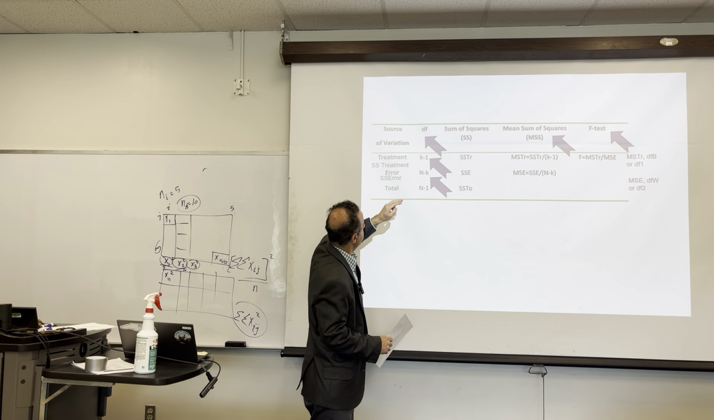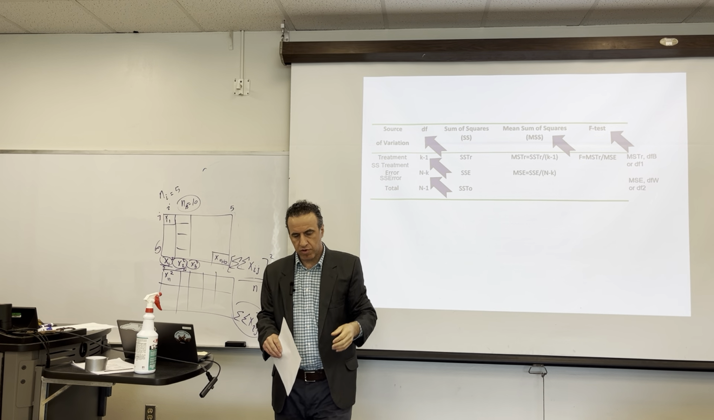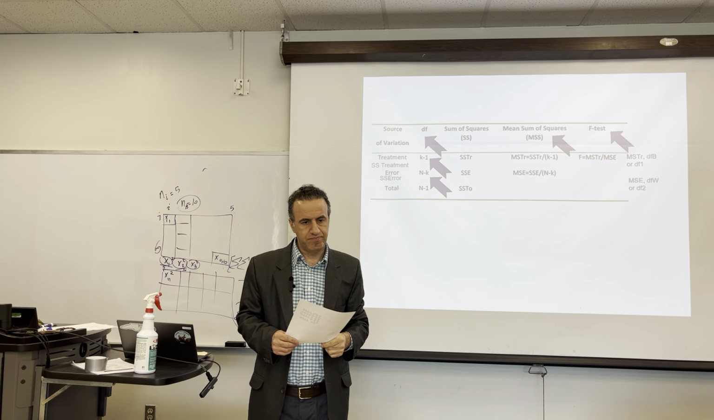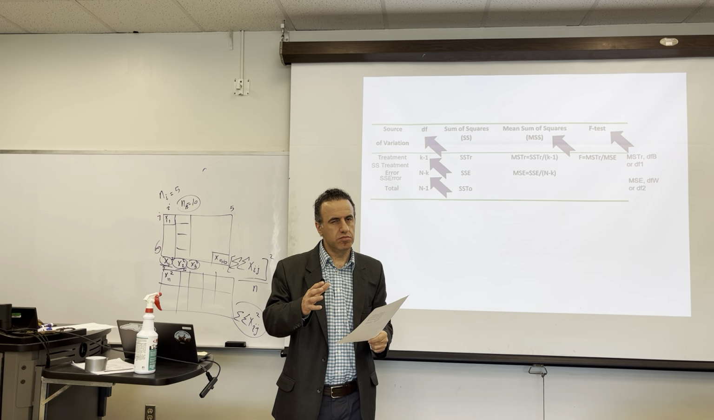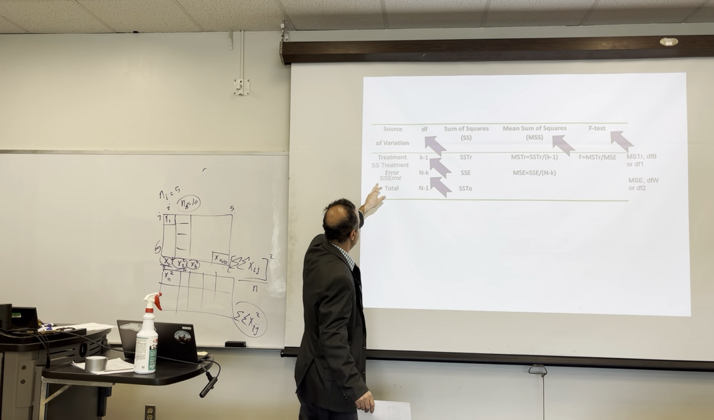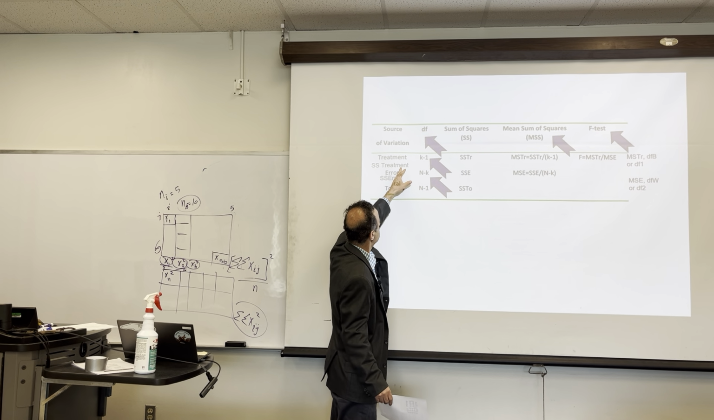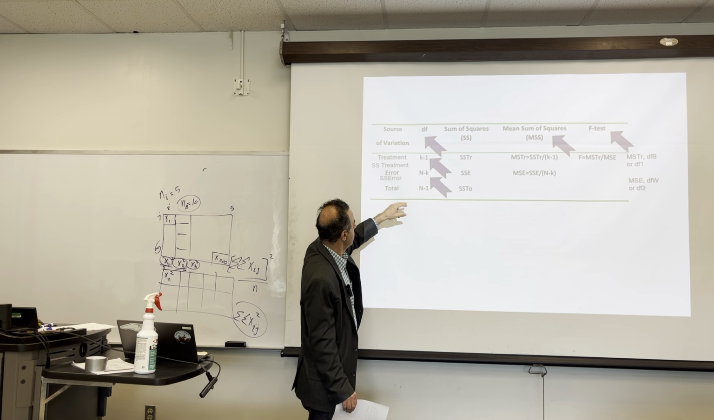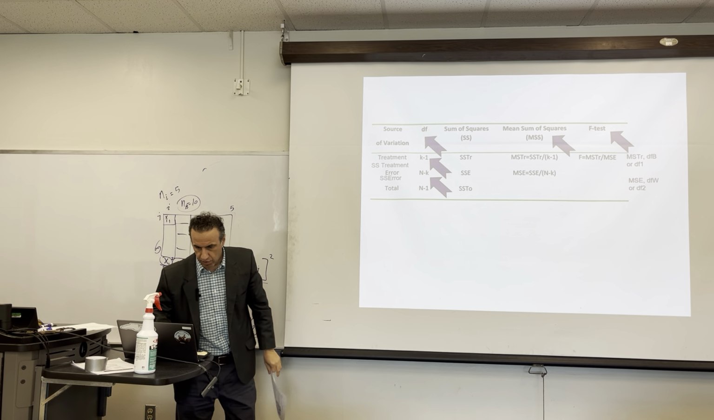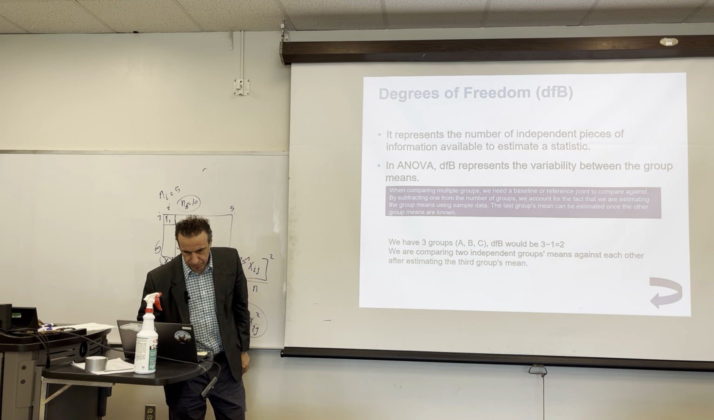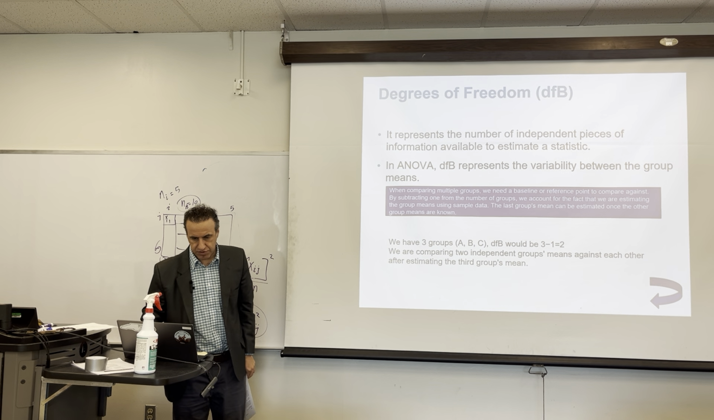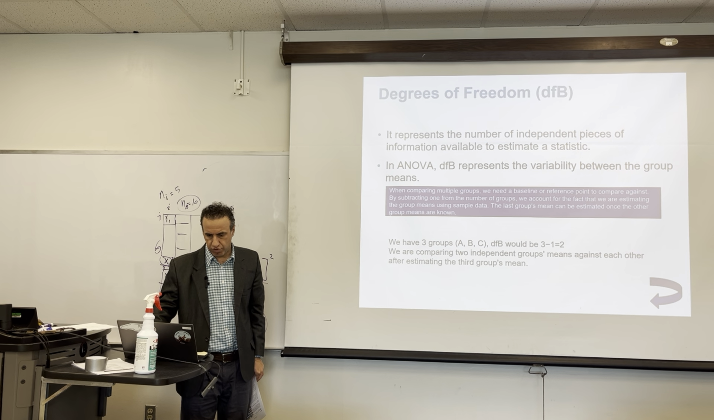Treatment is also another name for between groups. This sometimes we call treatment. Sometimes they call it within, between different sources. Error or within. This one is within every group, and this is total. What is the degree of freedom? It represents the number of independent pieces of information.